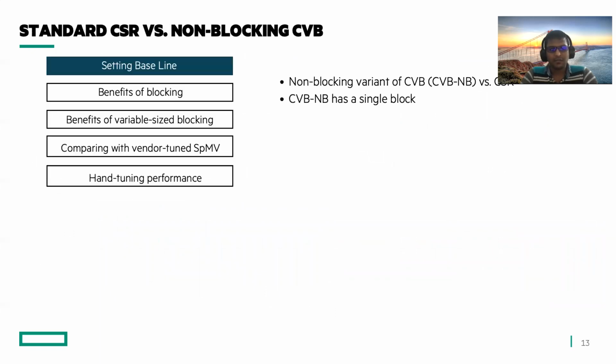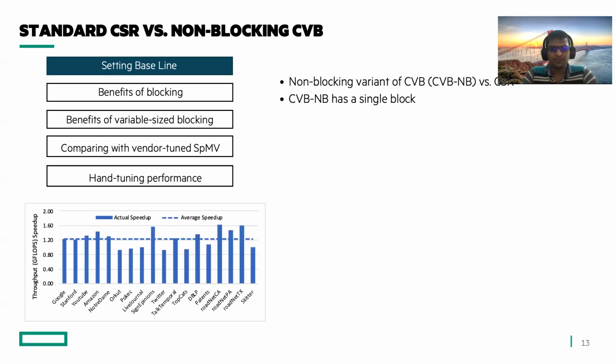Initially, we set the baseline performance by comparing the non-blocking variant of CVB with CSR. The non-blocking variant just has one single block. The speedup of using CVB non-blocking is shown. We can observe that the non-blocking variant is 1.2x better than the standard CSR format. This can be attributed purely to the properties of the CVB that it inherited from its parent CVR format.